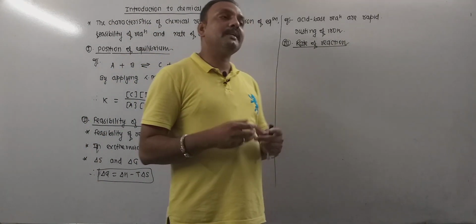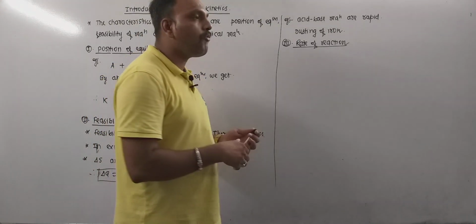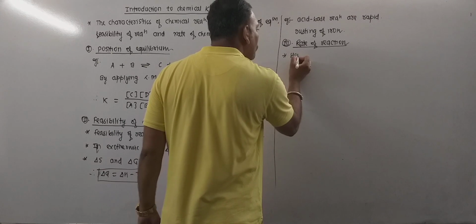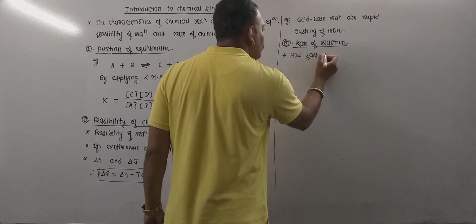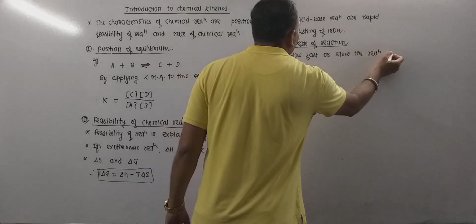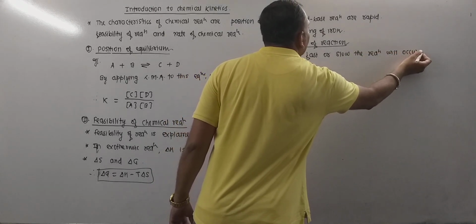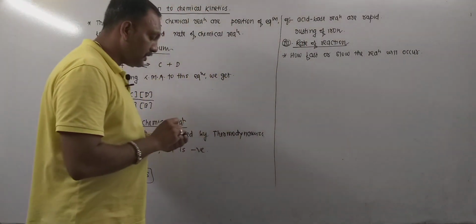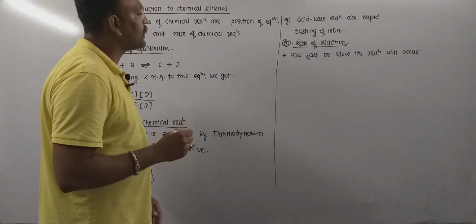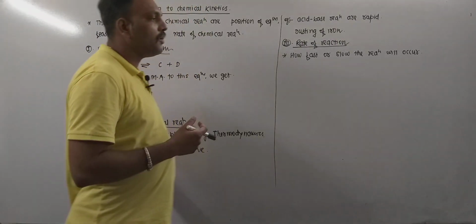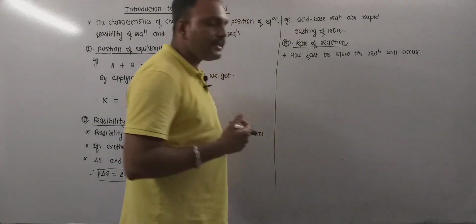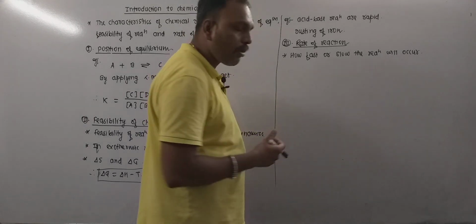So the rate means speed of reaction, I mean how fast or slow the reaction will proceed. Remember, how fast or slow the reaction will proceed is discussed in the branch of science known as chemical kinetics. So chemical kinetics is a branch of science which deals with the study of rate of reaction.